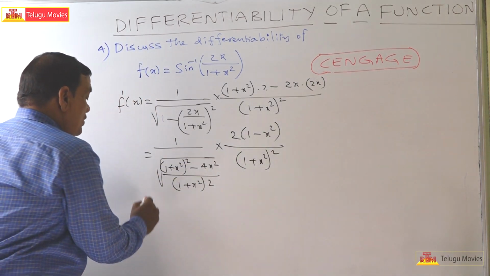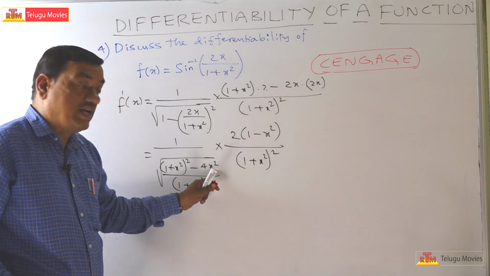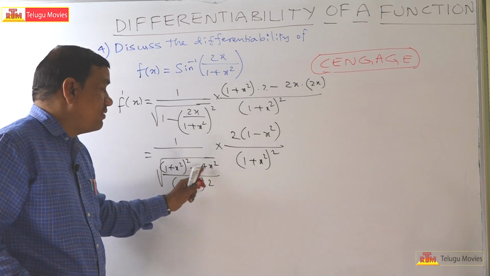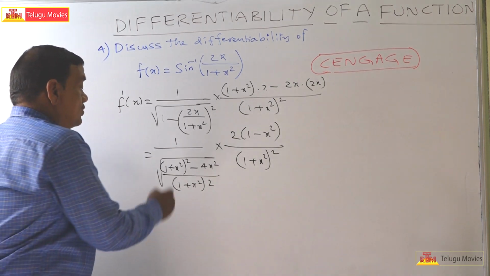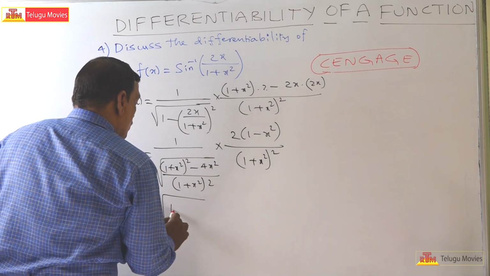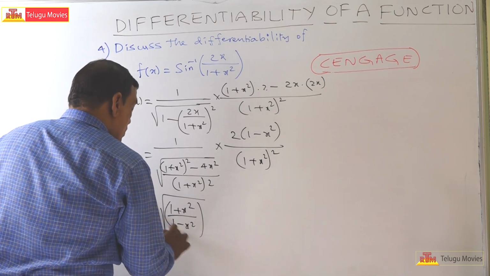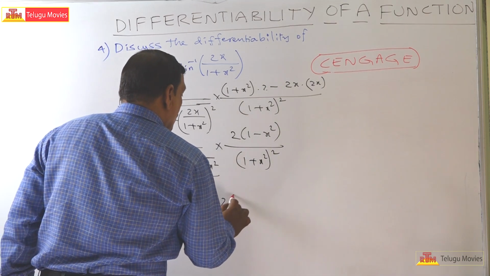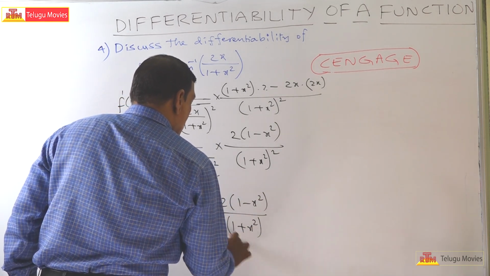Okay, now coming to here, 1 plus x square whole square minus 4x square, that is (a plus b) whole square minus 4ab. So what will it come? (a minus b) whole square. So ultimately, this is square root of ((1 plus x square) upon (1 minus x square)) whole square into 2 times ((1 minus x square) by (1 plus x square)) whole square.